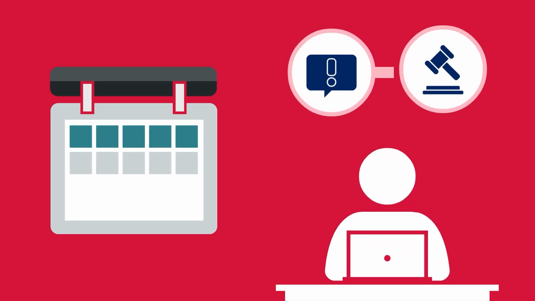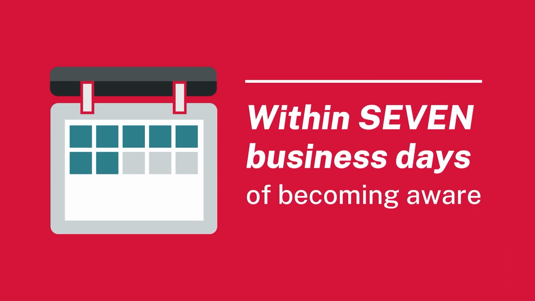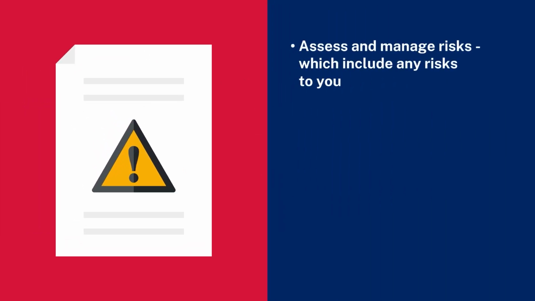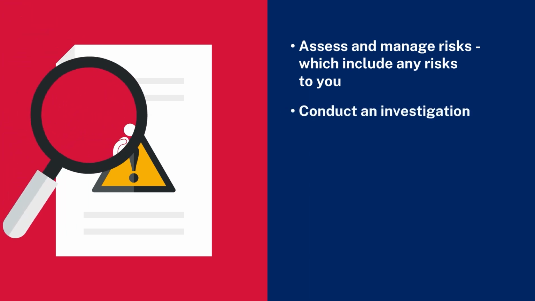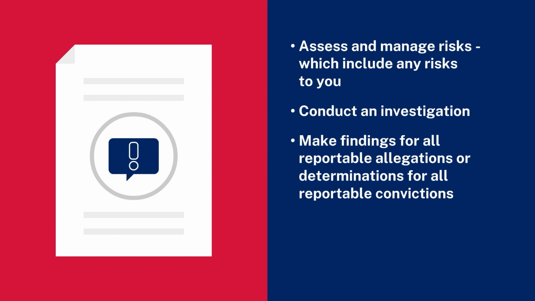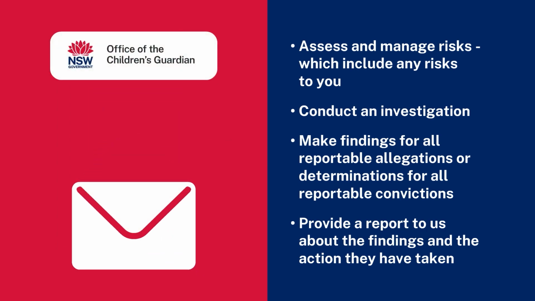Under our Act, the head of your organisation must tell us about the reportable allegation or reportable conviction within 7 business days of becoming aware. And unless we decide there are reasons not to, they must assess and manage risks, which include any risks to you, conduct an investigation, make findings for all reportable allegations or determinations for all reportable convictions, and provide a report to us about the findings and the action they have taken.